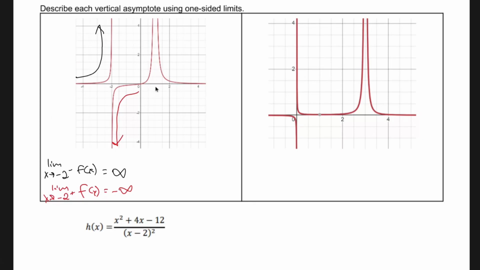The other vertical asymptote appears to be 1. So as I go from the left, I'm going to positive infinity. So the limit as x approaches 1 of f of x from the left is going to be positive infinity. The limit as x approaches 1 from the right of f of x is going to also be positive infinity.